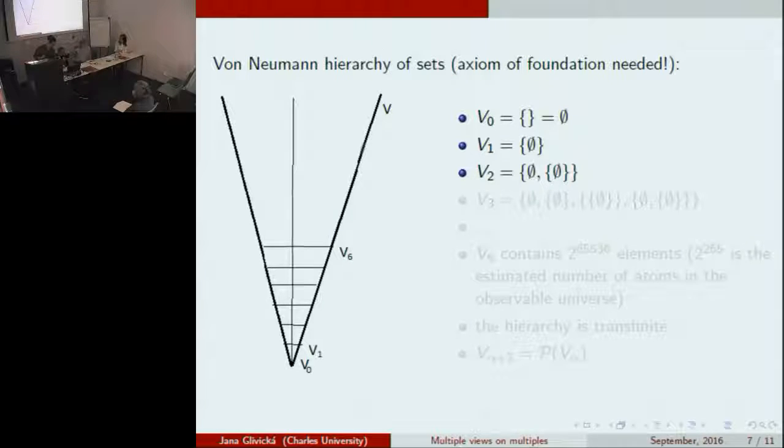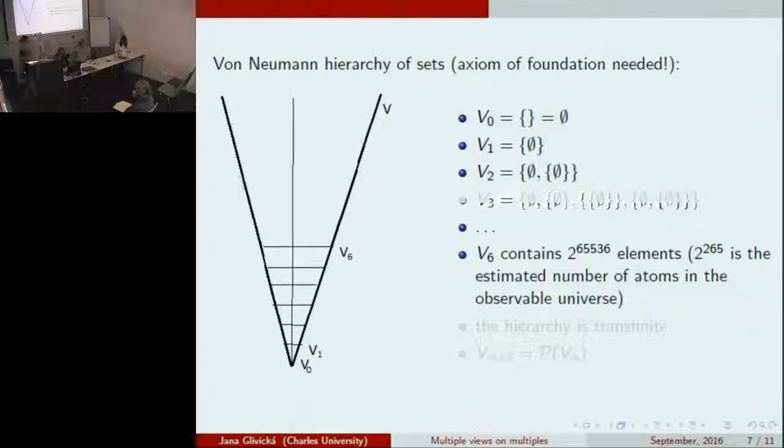And then I have four elements, and it seems like nothing much is going on here. I might have, I don't know, 8 elements, 16. Oh, no. At level 6, we already have so many elements that it's far, far, far more than the estimated number of atoms in the observable universe. So this hierarchy blows up very quickly, but it can be done.